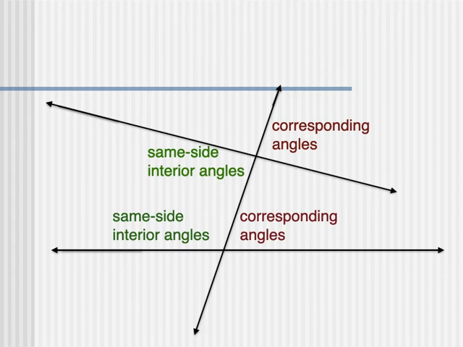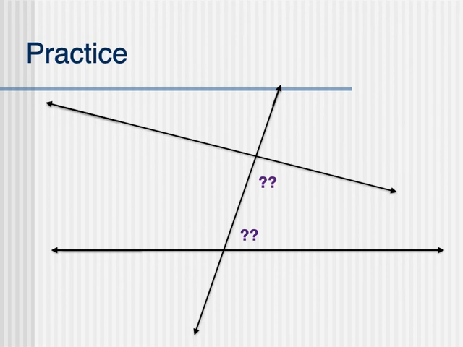Now these 4 types of angle pairs are going to play a key part in the rest of Chapter 3, so you really want to memorize them today. We're going to practice identifying them. Take a look at this picture. Decide which of those 4 angle pairs you have here. What sort of angle pair do you have here? What would this pair of angles be called?